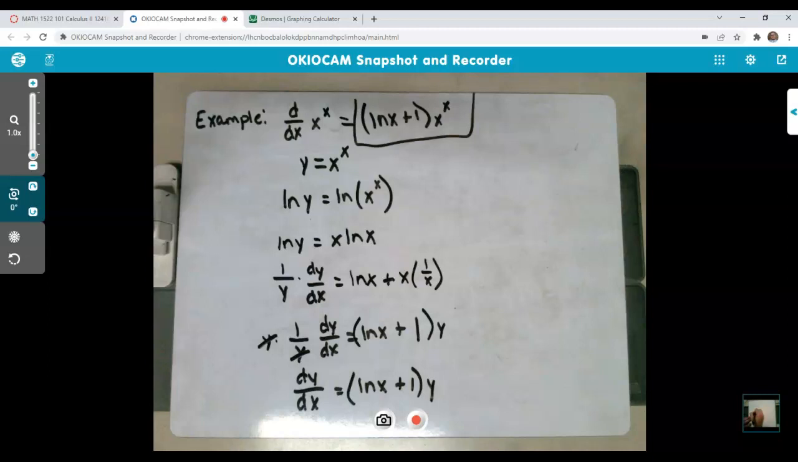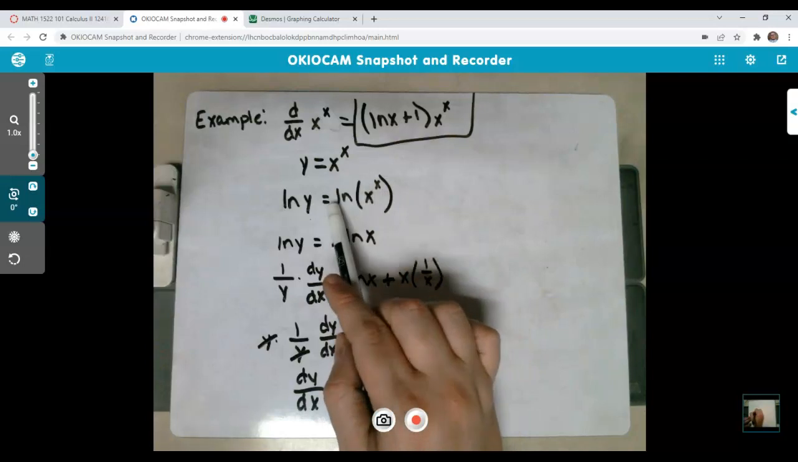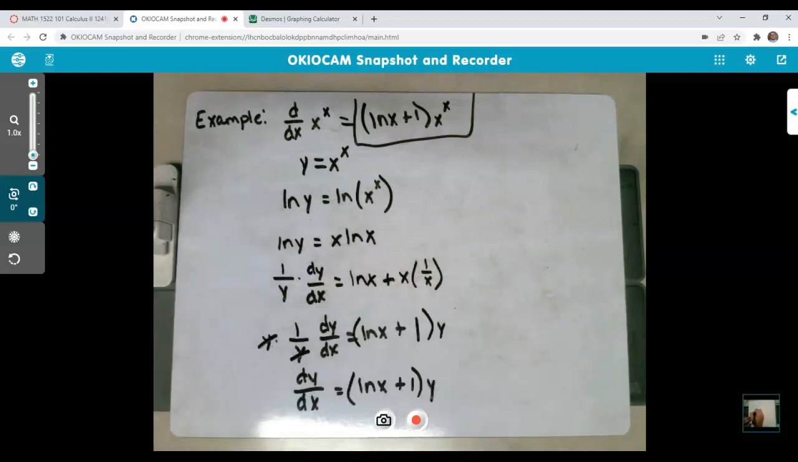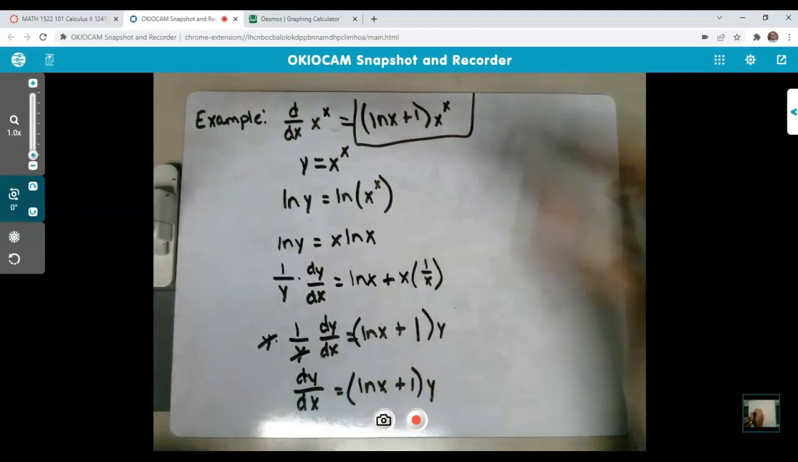So my point here is that if it's in a form where I'm kind of stuck, I can take the natural log of both sides and bring my power down to the front, and it'll help me out. Again, if you want to, you can rewrite this as x to the x ln of x plus x to the x. Doesn't matter though, just stopping here is fine. Alright, let's do another example of this.